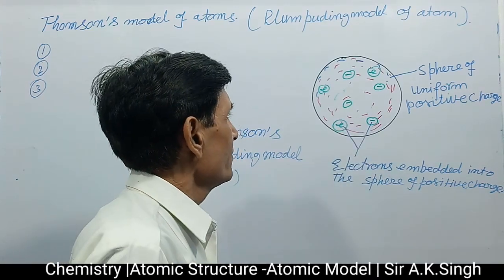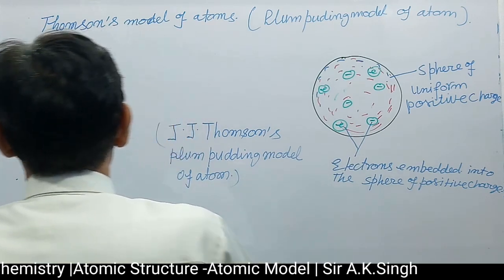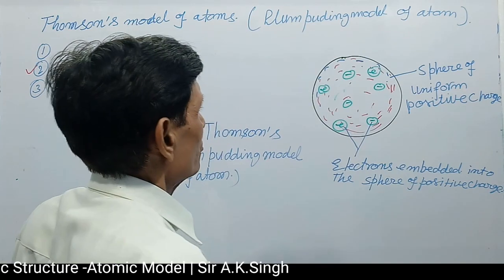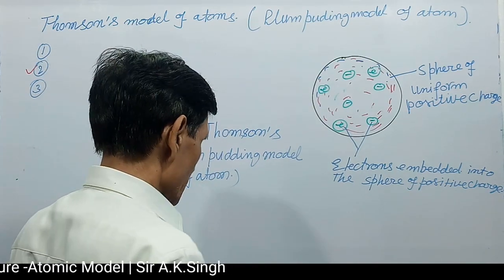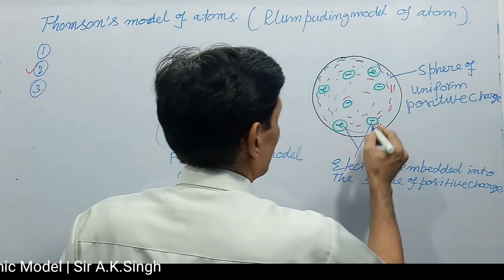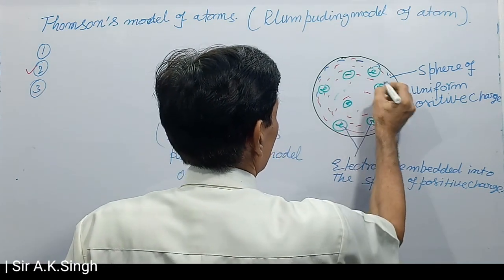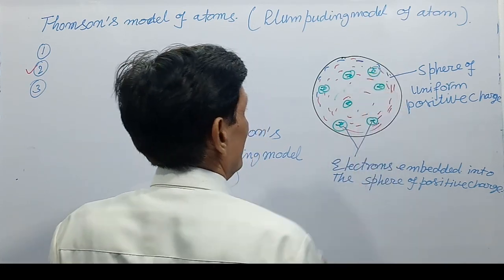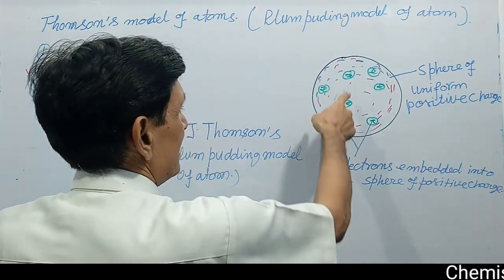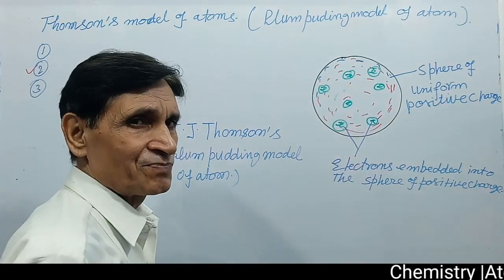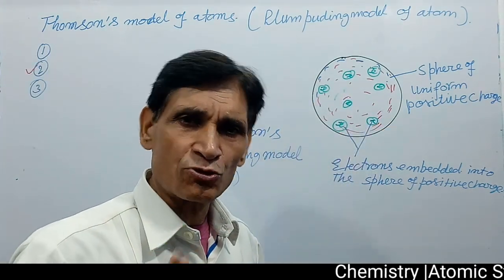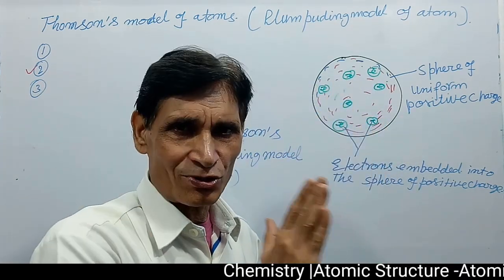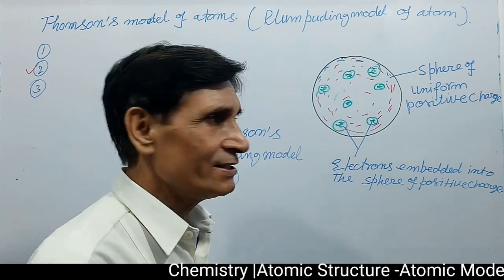Next is point number 2. Total positive charge. These are negatively charged electrons, and total positive charge is equal to total negative charge. Hence, the atom is electrically neutral. Positive charge is equal to negative charge, so the atom is electrically neutral.